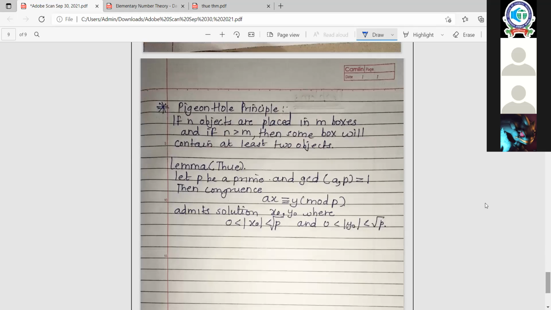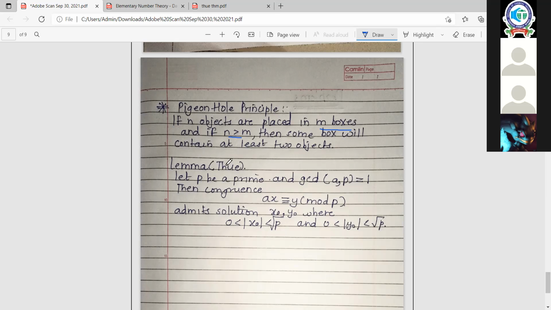Now the pigeonhole principle. What is the pigeonhole principle? Suppose we have n objects which are placed in m boxes, and if n is greater than or equal to m, that is, our objects are more than the boxes, then some box will contain at least two objects. Suppose we have 5 boxes and we have 6 objects. Then at least one box will have 2 objects. So this is what the pigeonhole principle is.